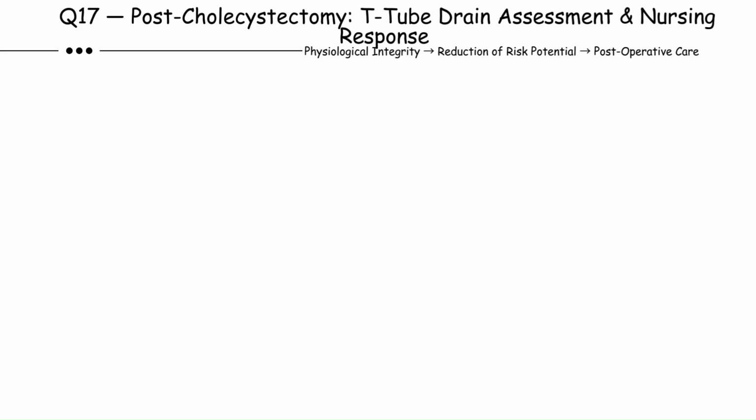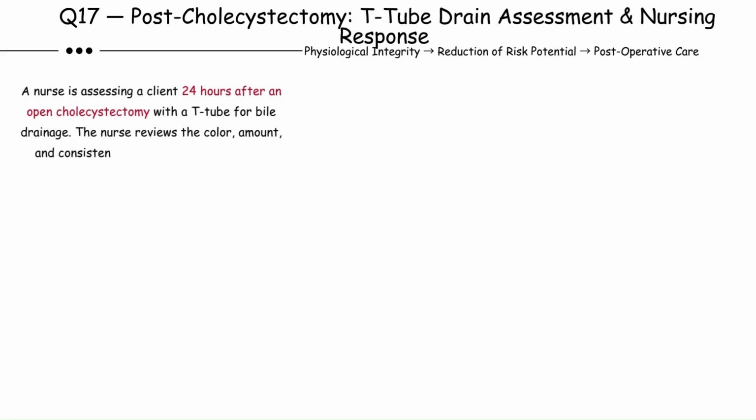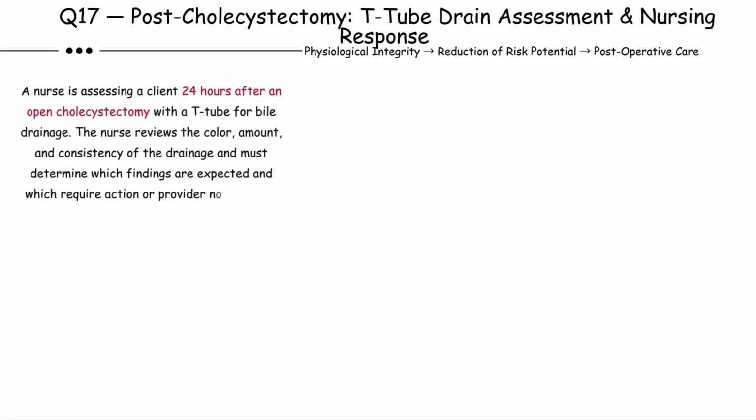Question 17. Post-Cholecystectomy, T-tube drain assessment and nursing response. It's a matrix grid type question. A client is 24 hours post-open cholecystectomy with a T-tube in place for bile drainage. The nurse is checking the drainage color, amount, and consistency, and must decide what is expected, what requires a nursing adjustment, and what needs immediate provider notification.